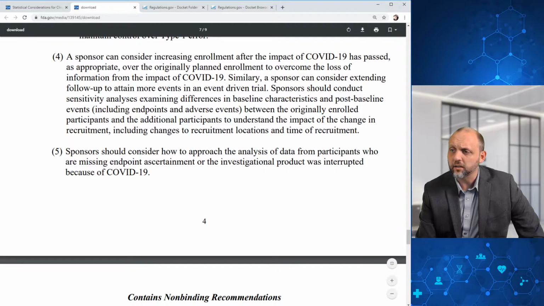Sponsors should conduct sensitivity analyses, examining differences in baseline characteristics to post-baseline events, including endpoints and adverse events, between the originally enrolled participants and the additional participants to understand the impact of the change in recruitment, including changes to recruitment location and time of recruitment.